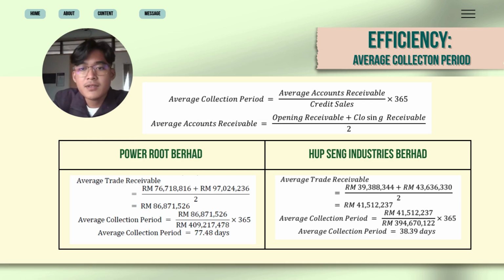Next is the average collection period. Power Root Berhad has an average collection period of approximately 78 days, while HSIB takes around 38 days to collect payments from customers. A lower average collection period is preferred because it means the company collects cash faster. Based on these results, HSIB is more efficient in collecting receivables, which improves its cash flow and reduces the risk of bad debts.